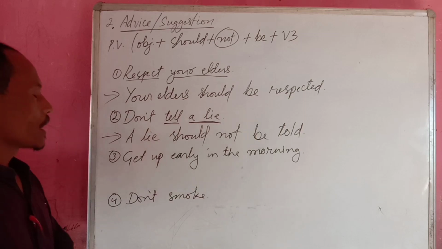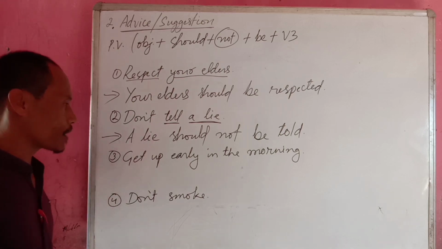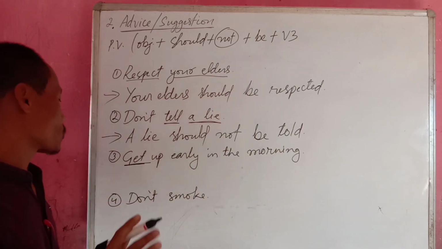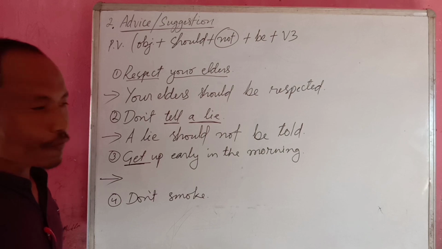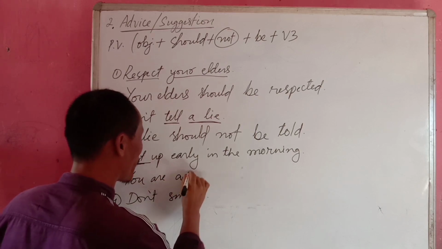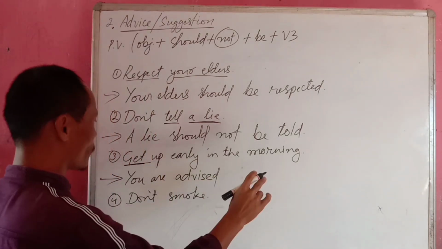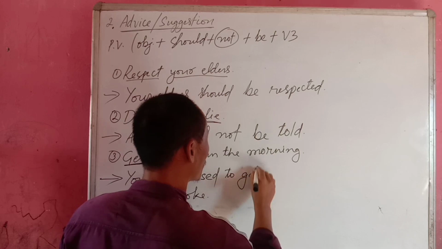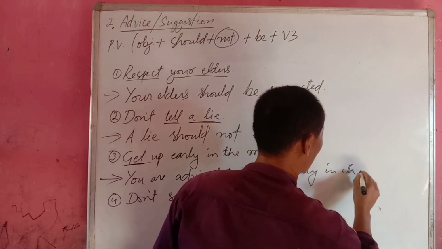In this way, we can change into passive voice if it is a transitive verb. But the third and fourth examples have an intransitive verb. You see, get up early in the morning. Here there is no object. So if it is an intransitive verb, then here also we have to remember one phrase, that is, you are advised. After that, the sentence of the active voice we will bring as it is. You are advised to get up early in the morning.